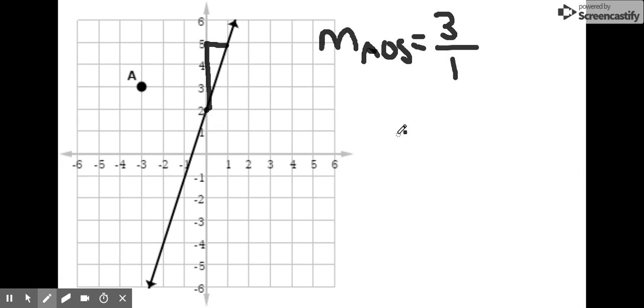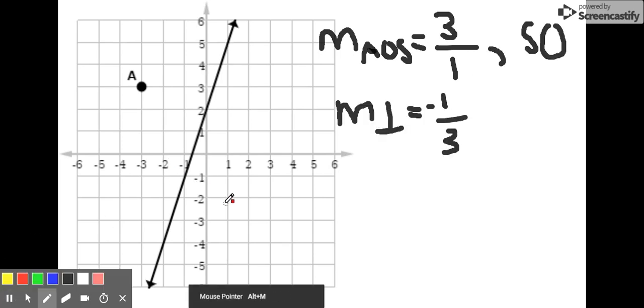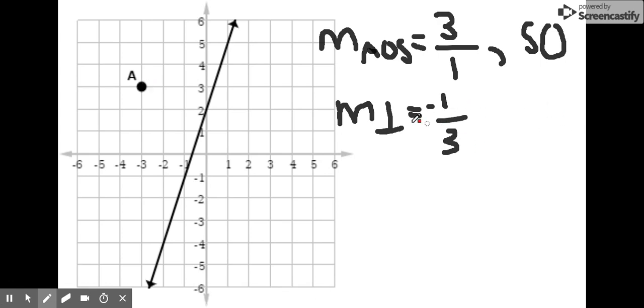Now to make sure that we have 2 perpendicular lines, we have to have the opposite reciprocal of 3 over 1, and that's going to be -1/3. So what we need to do is to start at our pre-image and use the slope of -1/3 to get that line segment started that we want from the pre-image to the image. So we go down 1, over 3, down 1, over 3, so on and so forth.